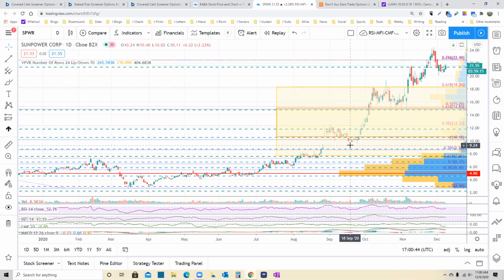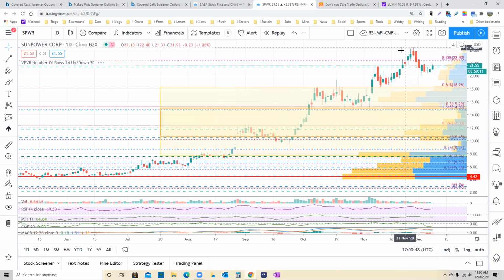We talked about this one a while back. Back in here, we were saying trim or write some covered calls. I don't know that this area here might be the place to start getting more of the stock if we don't have it, but I think probably down in here.